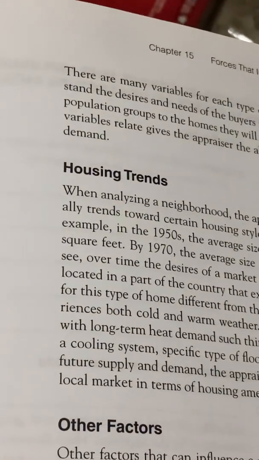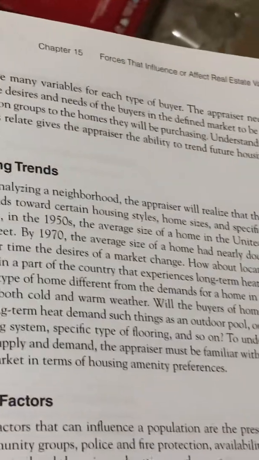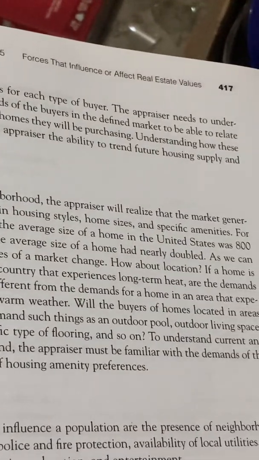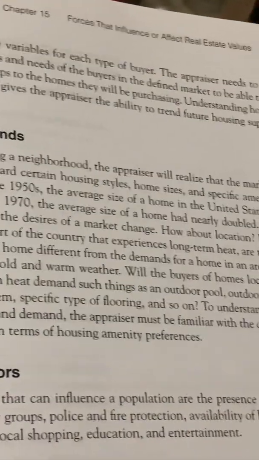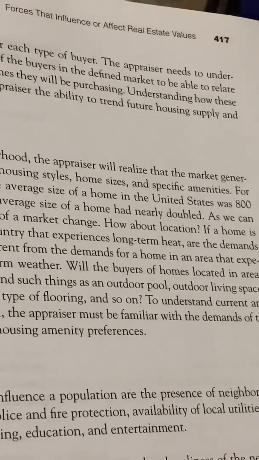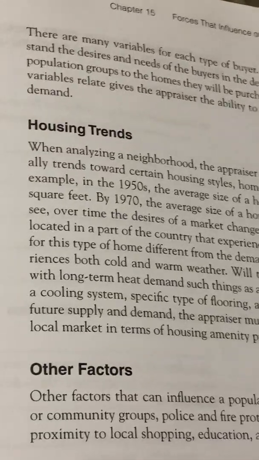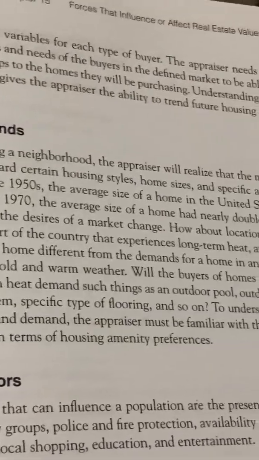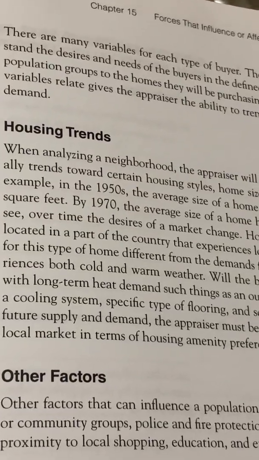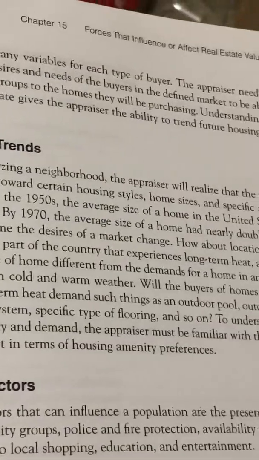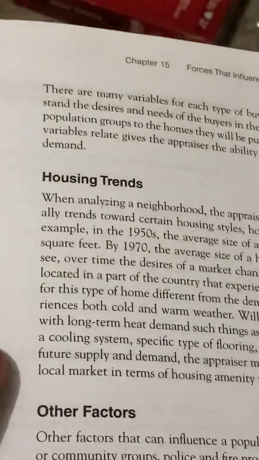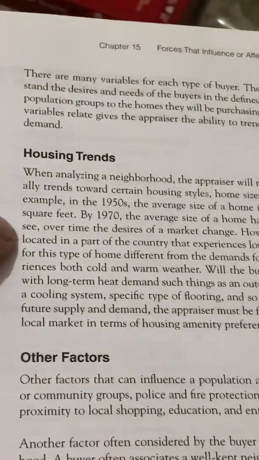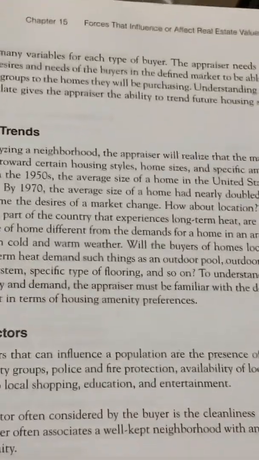Housing trends. When analyzing a neighborhood, the appraiser will realize that the market generally trends towards certain housing styles, housing sizes, and specific amenities. For example, in the 1950s, the average size of a home in the United States was 800 square feet. By 1970, the average size of a home had nearly doubled. As we can see, over time, the desires of a market change.